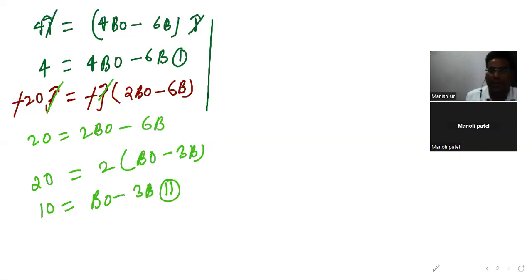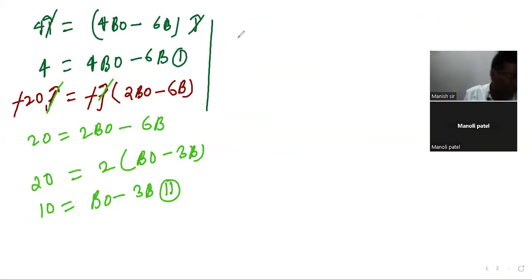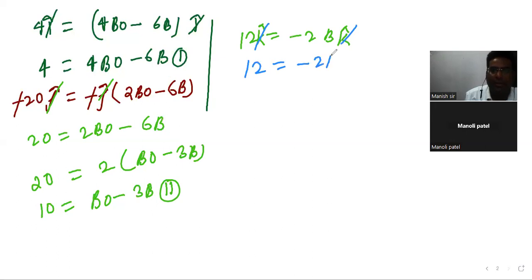Now compare the j quantity. So the j quantity is 12k equal to minus 2b k. So the k unit vector and k will get cancelled. Remaining is 12 equal to minus 2b. So b will come out to be minus 6.